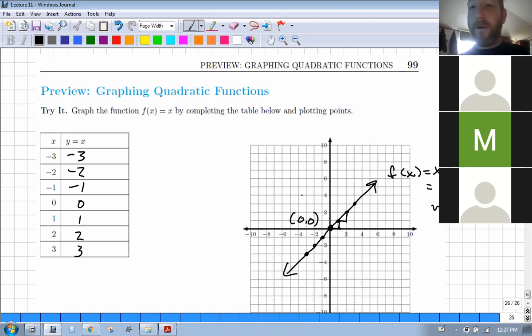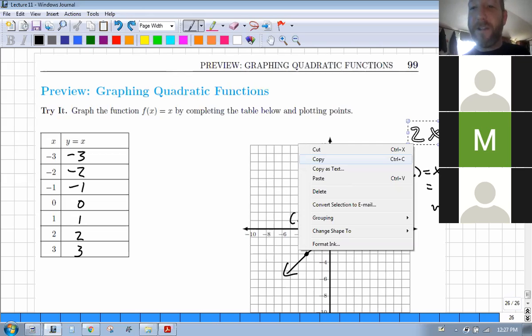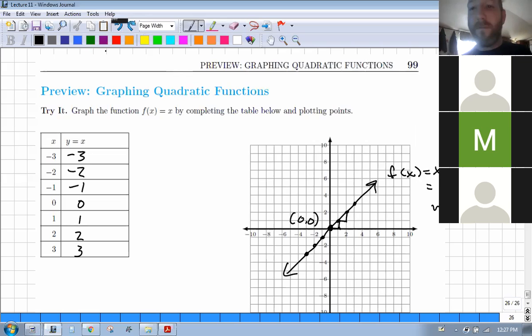Right? All your other lines, anything like 2x plus 1 or anything else, they're all straight lines. Anything linear is just a straight line. It's just this thing moved up or down and twisted. Okay.